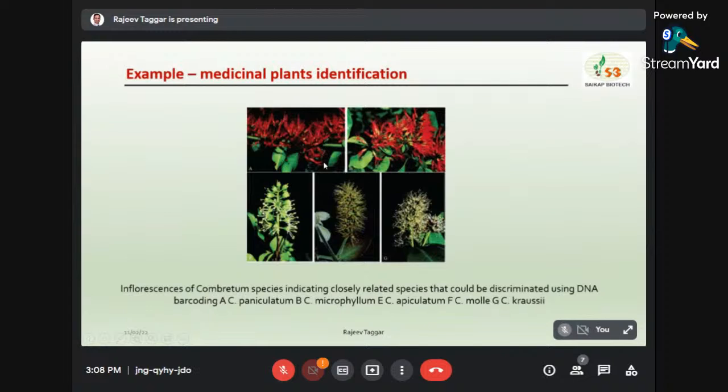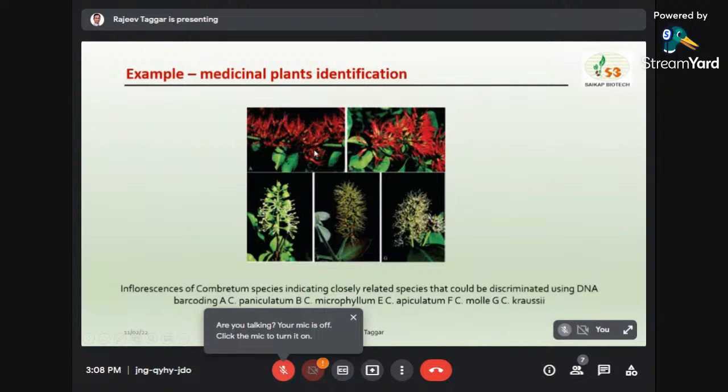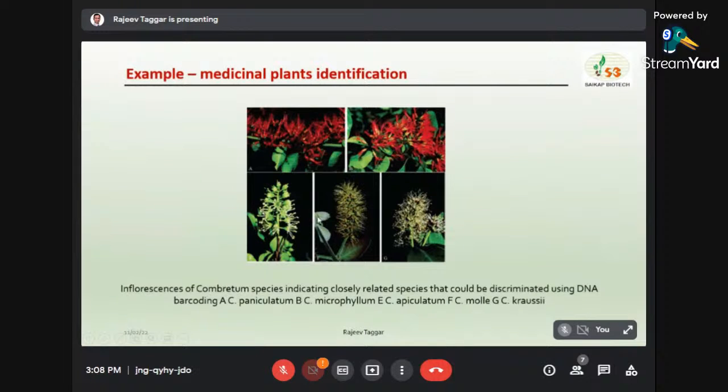Again, this is another example of a plant. Again, it's a combination of species. But if we look at the inflorescence, the top two, can we tell these flowers are different? Nobody can tell. Similarly, if we go to the bottom three, they look so similar. If somebody gives us these inflorescences, probably even the best of taxonomists can make mistakes.